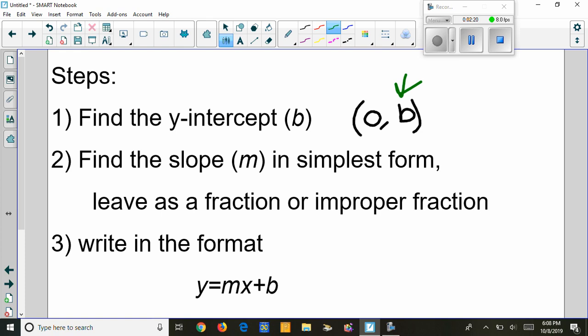Next, we'll find the slope, which we use in simplest form. We're going to leave that as a fraction or improper fraction. We're avoiding decimals unless we talk about money, and we're avoiding mixed numbers. Once we have those two pieces, we will be able to write the equation in slope-intercept form.